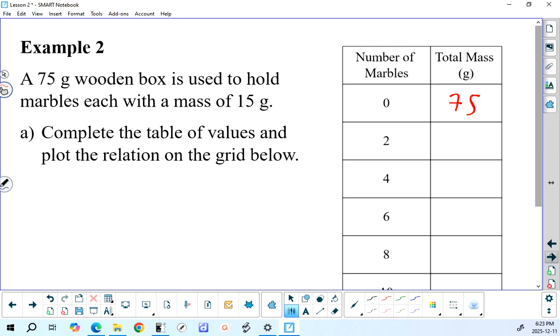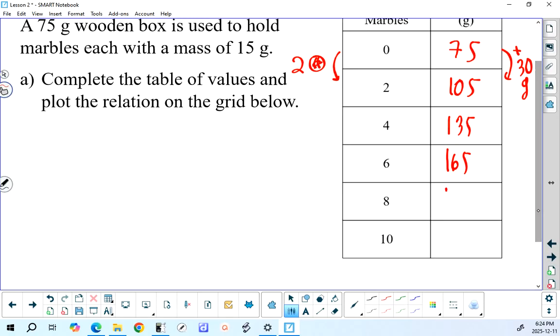If each marble has a mass of 15 grams, then when we go up by 2 marbles, we have to go up by 30 grams. So this is going to be 105. And since the left-hand column is consistently going up by 2, the right-hand column will consistently go up by 30. So we'll get 135, 165, 195, and 225.